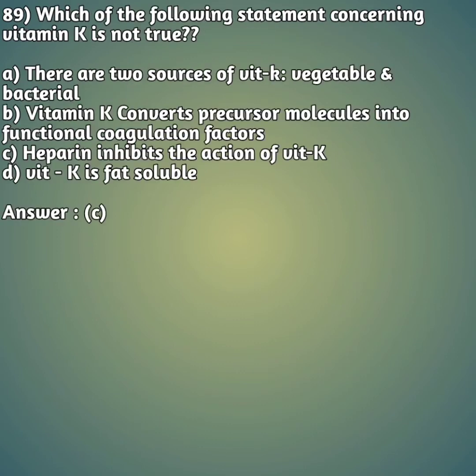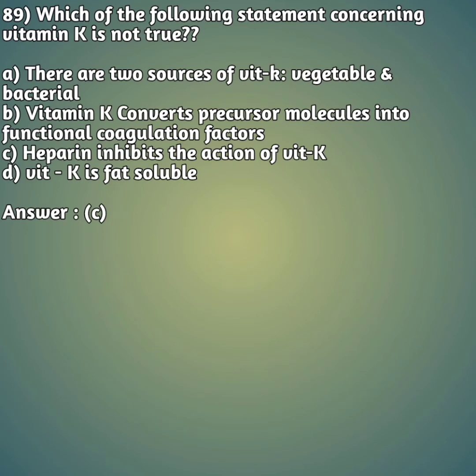Okay friends, moving on to our 89th question. Which one of the following statements concerning vitamin K is not true? Option A, there are two sources of vitamin K, vegetable and bacterial. Option B, vitamin K converts precursor molecules into functional coagulation factors. Option C, heparin inhibits the action of vitamin K, and option D, vitamin K is fat soluble. So the right answer is heparin inhibits the action of vitamin K.